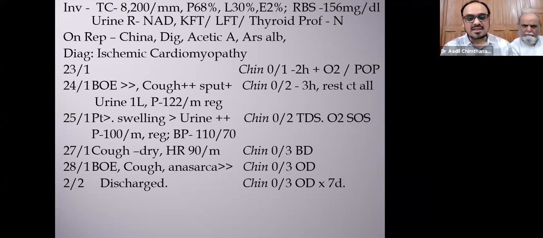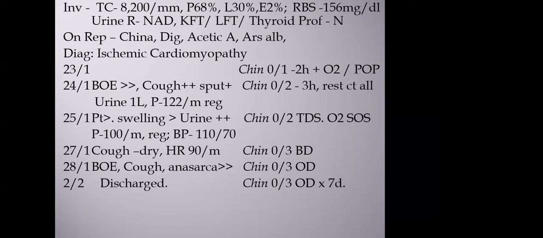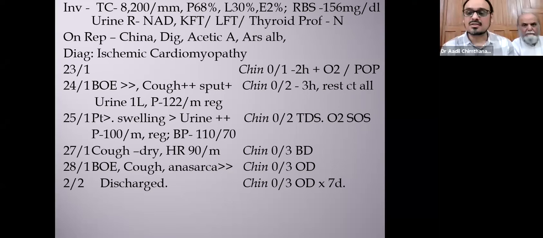So on repertorization, we had China, digitalis, acetic acid and arsenic alb. Diagnosis was ischemic cardiomyopathy. That means this gentleman was suffering from diabetes and he did not know, because his sugar levels were always normal, but the heart showed that he had been suffering from diabetes for a long time and it was not controlled. Anyway, we started with China 0/1 every 2 hourly because he was hospitalized along with oxygen and infusion.